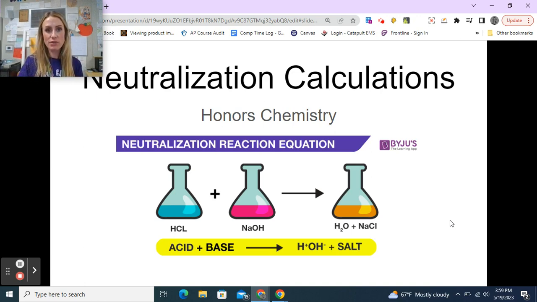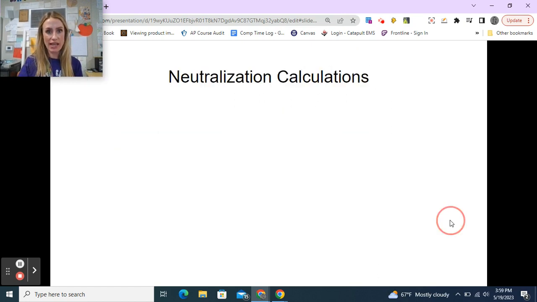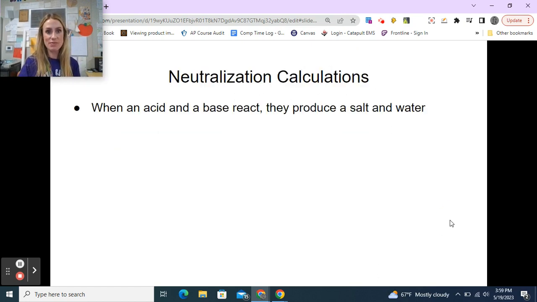So we already talked about neutralization reactions and what they look like. And so when an acid and a base react, they produce salt and water. So this is a general kind of neutralization reaction. We have any acid reacting with a base to produce water. So this water comes from the proton from the acid and the hydroxide from the base. And then we also get a salt.